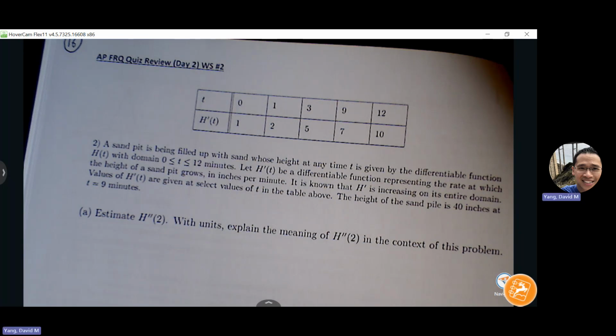This is from the packet. You also need to show me the packet AP problems though.